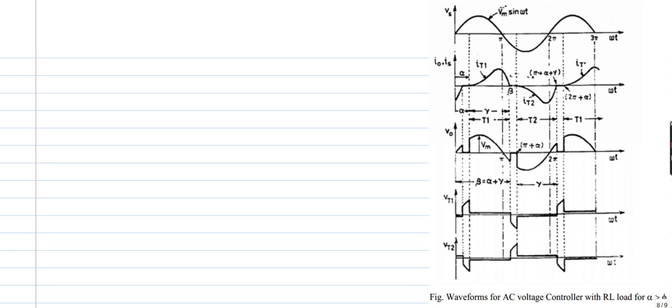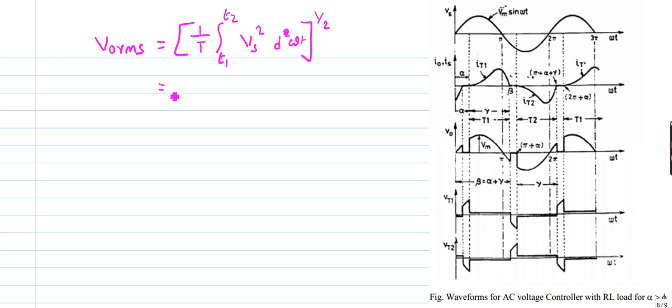From this we can calculate V naught RMS. So generalized formula for V naught RMS is integral 1 by T, T1 to T2 Vs square d omega t. So this entire term is under root. Total time period is 2 pi. So actually I need to integrate from alpha to beta, then pi plus alpha to pi plus beta. Anyway, it is not necessary as it is following half wave symmetry.